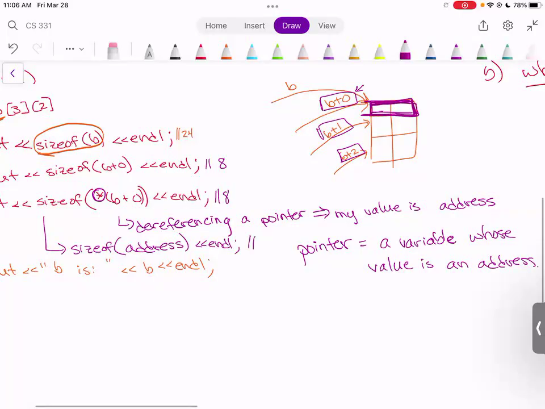How many bytes is an address? Is it 8 bytes? 8, exactly. This is something you should know if you don't already. Addresses equal 8 bytes.